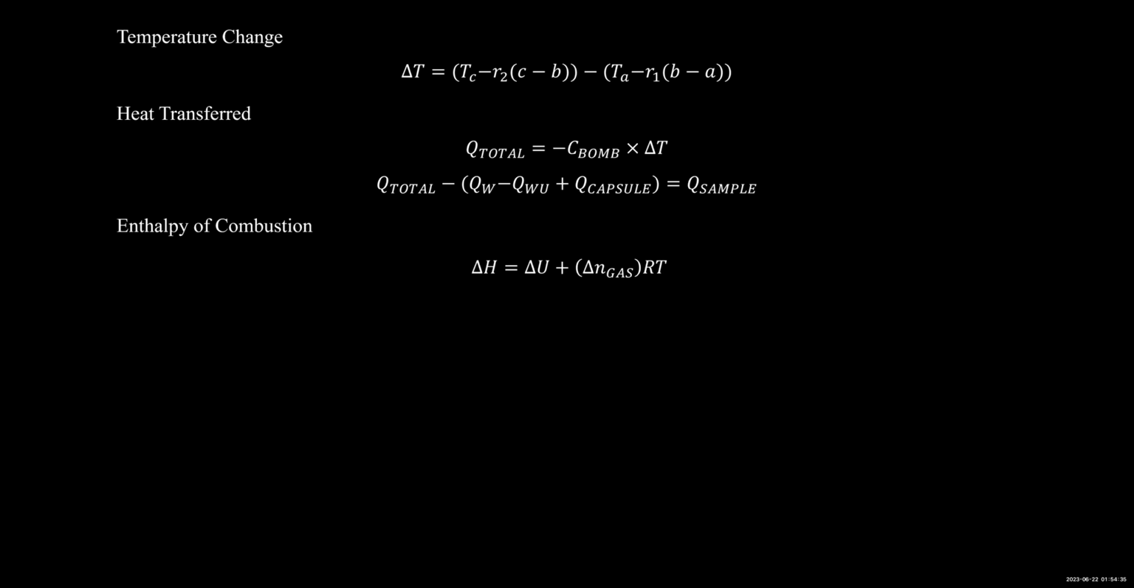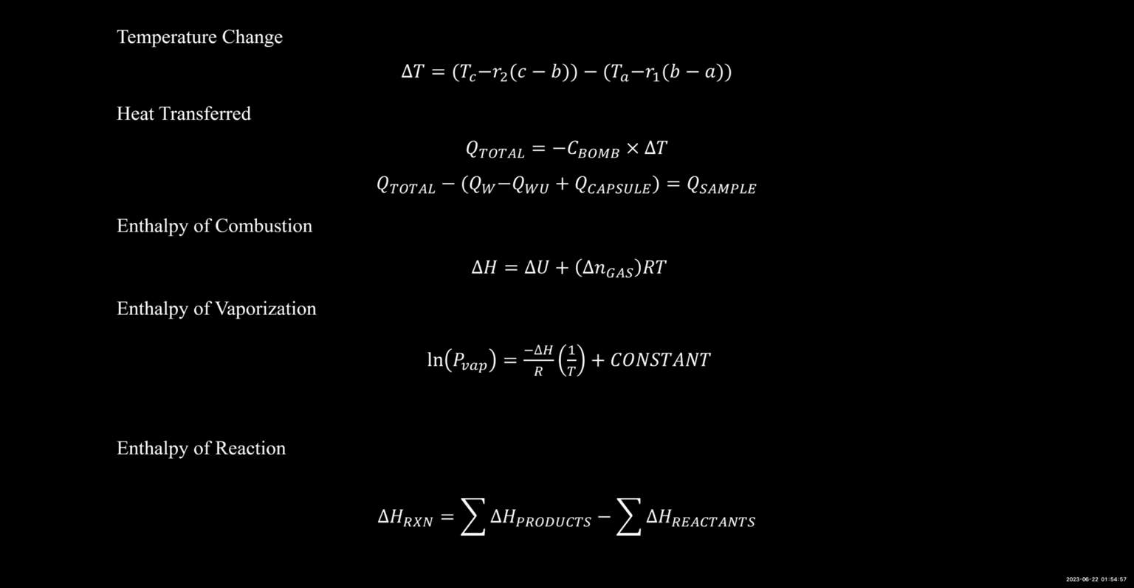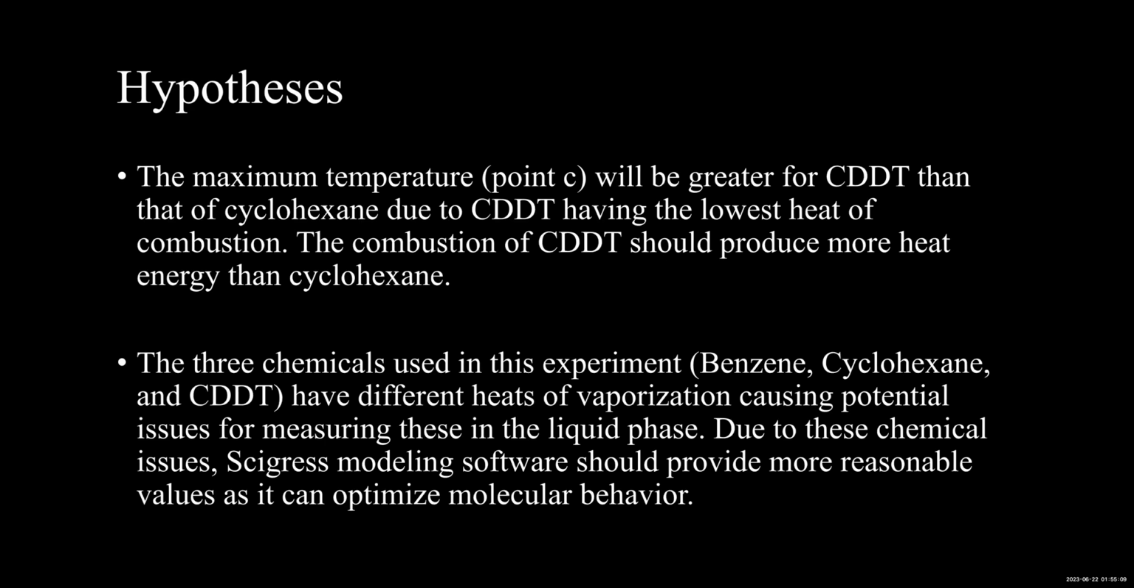The enthalpy of combustion is found by considering the heat evolved, delta U, under constant volume conditions, and the change in moles, delta N, along with the ideal gas constant R and temperature T. The Clausius-Clapeyron equation allows for use of vapor pressures to determine the enthalpy of vaporization, and this was used for CDDT. Finally, the general enthalpy of a reaction will be used with the theoretical reaction shown previously to examine the resonance energy of benzene using the computational software Cygris.